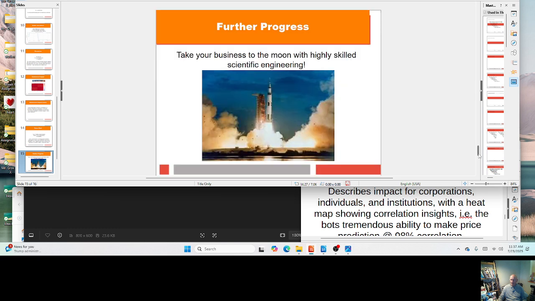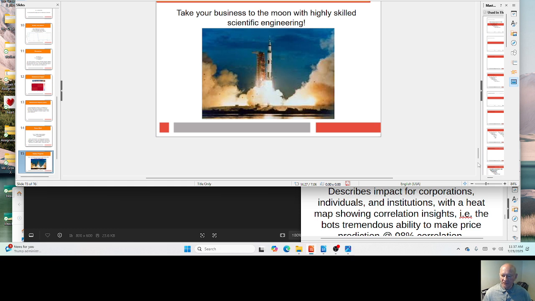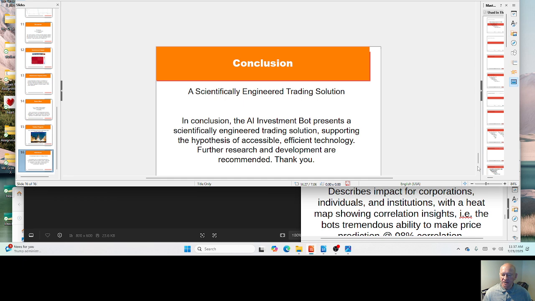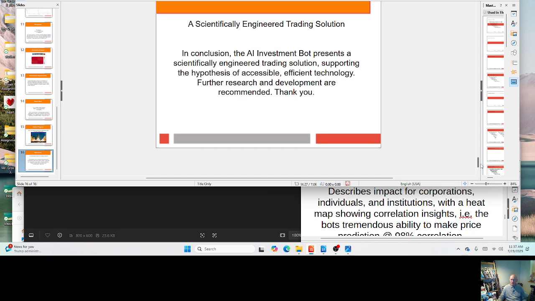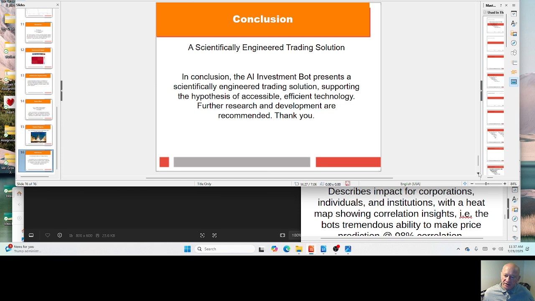Further progress, take your business to the moon with highly skilled scientific engineering, in which we apply mathematically correct calculus in predicting price movements in the BTC or Bitcoin investment market as well as other markets. In our conclusion here, we note the AI investment bot presents a scientifically engineered trading solution supporting the hypothesis of accessible, efficient technology. Further research and development are recommended, and I thank you for your participation in this presentation.